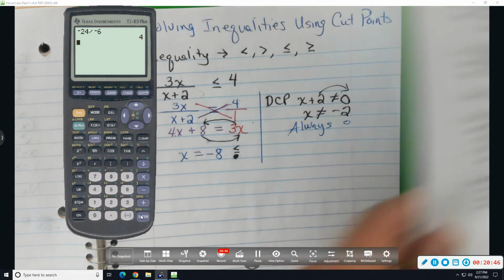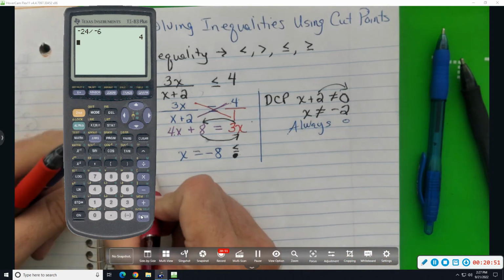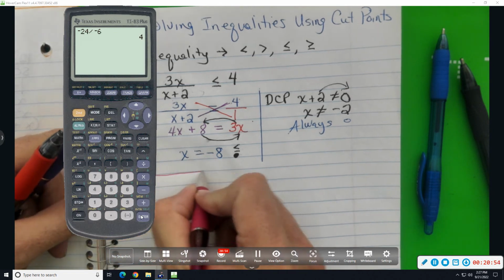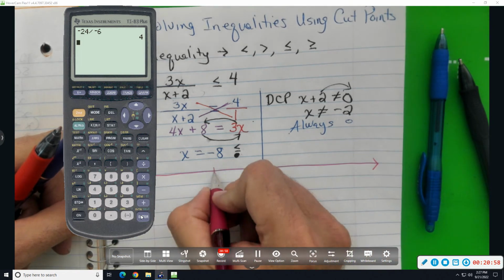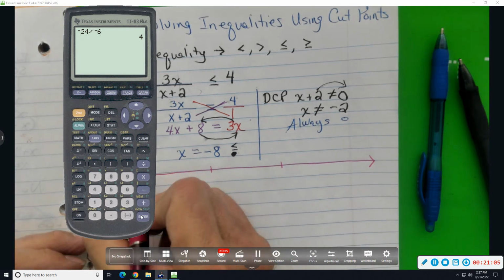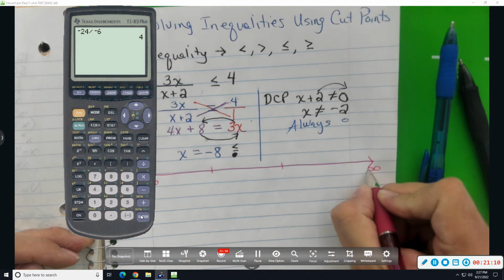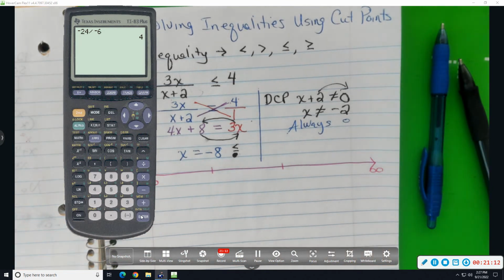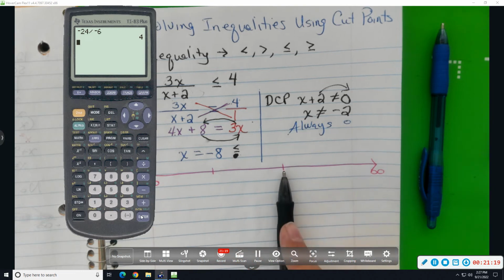Okay? Now we're up to the point where we draw our number line. So I'm drawing a number line. And I'm going to label only the cut points. The cut points are negative 8 and negative 2. Make sure you put those cut points in numerical order. What do I mean by that? Do not put negative 2 here and negative 8 there.